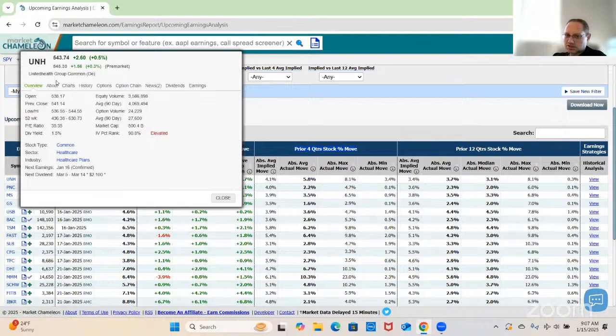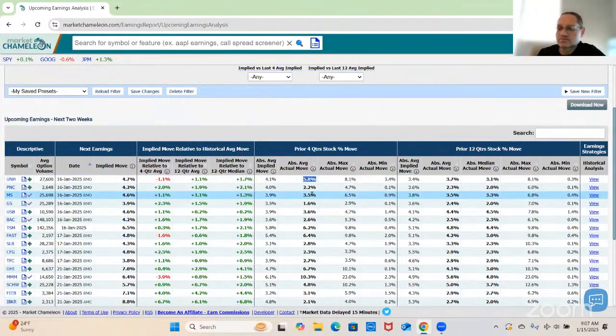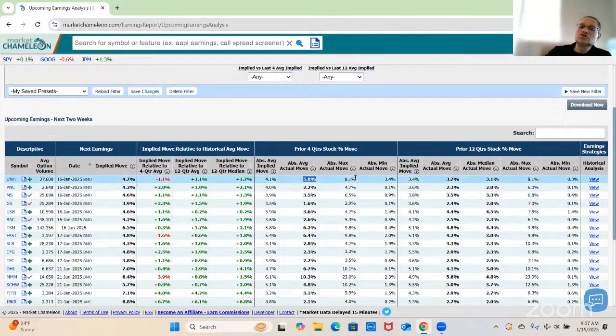You have all these tabs, but in the last 4 quarters, on average, the stock moved up or down 5.8%. These are absolute values because when we're looking at an option straddle, this is looking at the magnitude of the move in either direction. So that averaged 5.8%. The largest move was 8.1% in those 4 quarters. And the lowest move was 3.4%. Okay, so that gives us an idea of how the stock moved in those last 4 quarters.